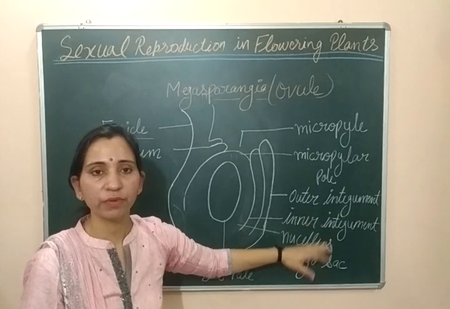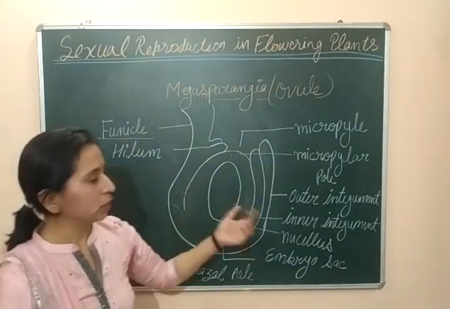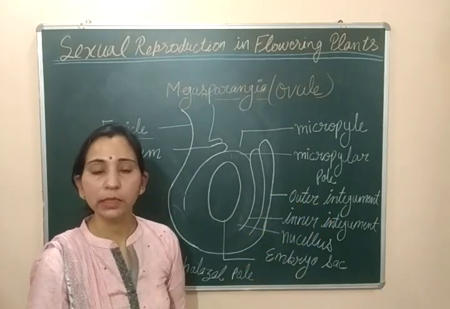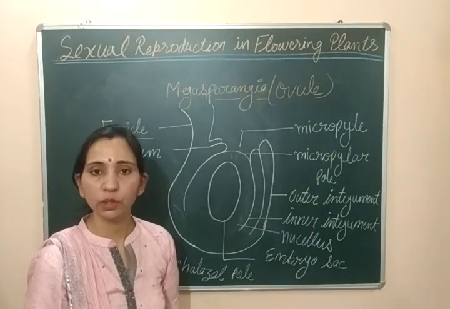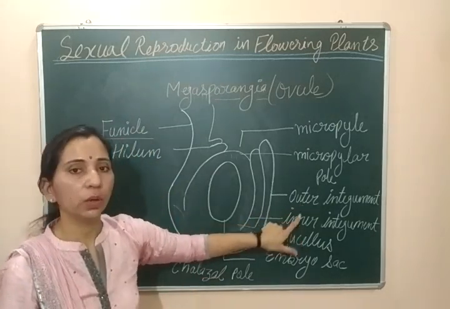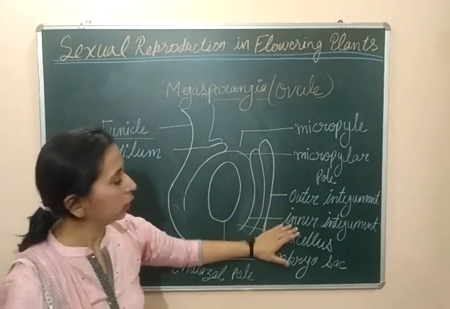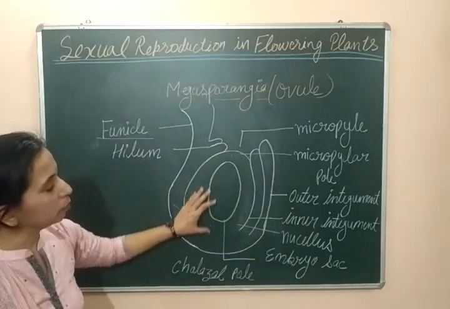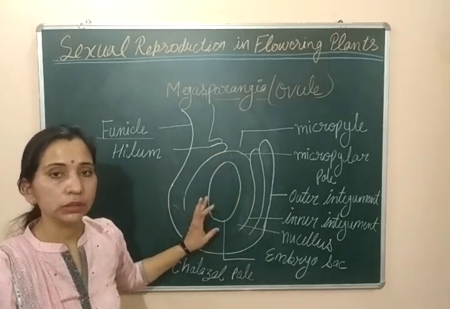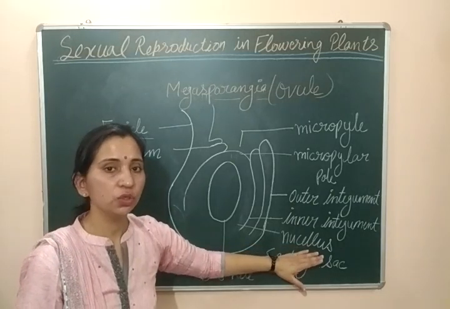In some monocot families, only one integument is present. That is mono-integumentary ovules. But this is a bi-integumentary ovule in which two integuments are present. One is outer integument and another one is inner integument. Inside these outer and inner integuments, a complete mass of cells is present and this tissue is known as nucellus.